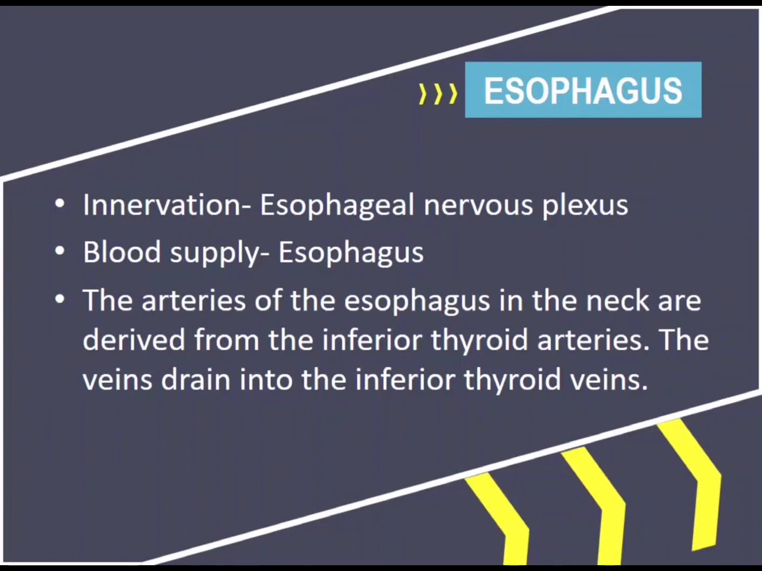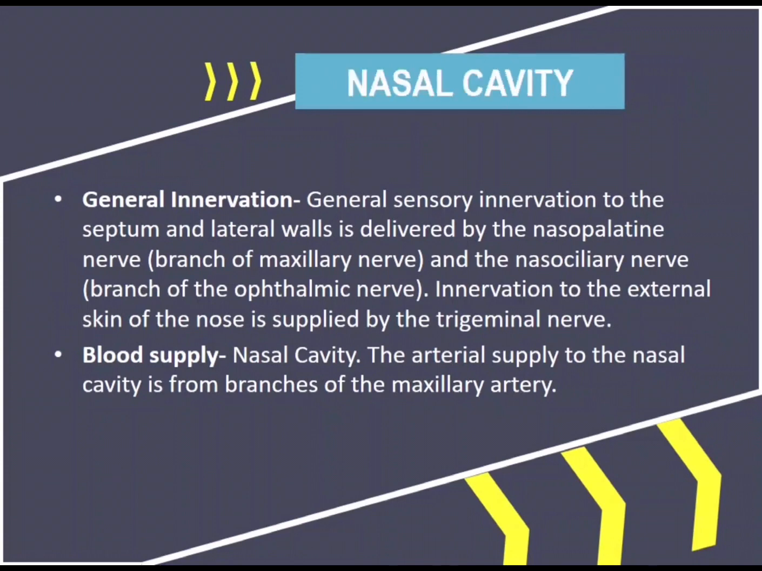So let's go to the nasal cavity. General innervation of the septum and lateral walls is delivered by the nasopalatine nerve and the nasociliary nerve, which is part of the ophthalmic nerve. Innervation to the external skin of the nose is supplied by the trigeminal nerve. The blood supply of the nasal cavity is the arterial supply from the branches of the maxillary artery.